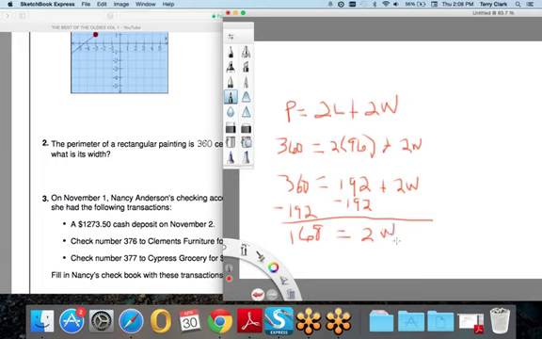Then we divide both sides by 2 to get rid of the 2. And finally, W equals 84, because 84 times 2 is 168. Okay, and we knew it was going to be in between 80 and 90 because we plugged in the answer through trial and error. But this is the way you solve this problem.